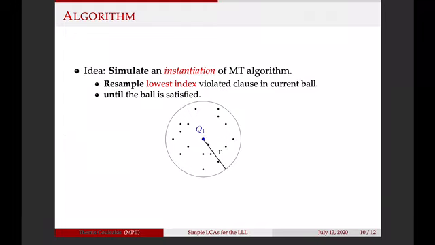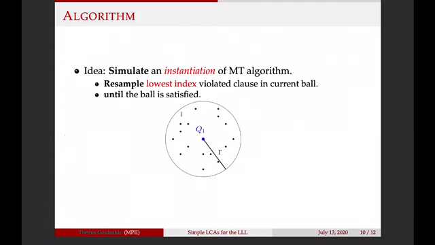Note that it doesn't matter that much which of the clauses containing q1 we choose, as by definition of the dependency graph, all the clauses that contain q1 form a clique. They're within distance one of each other. Okay, so the algorithm proceeds as follows.